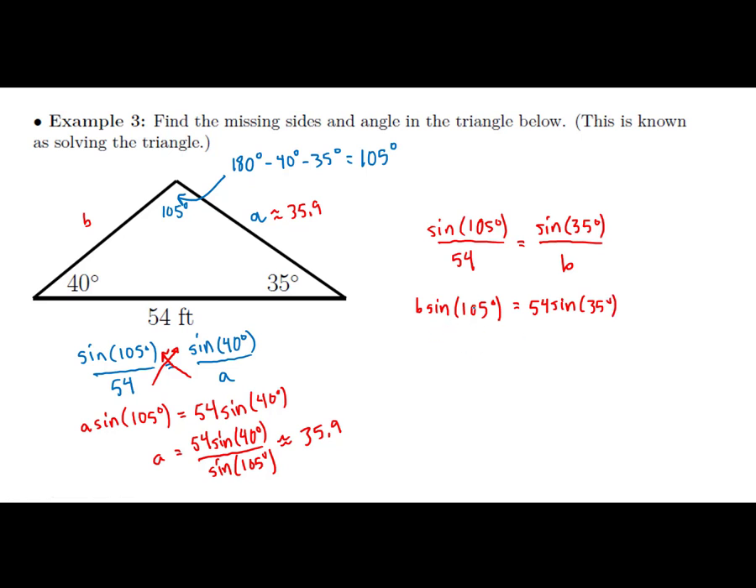And again, this sine of 105 degrees is just a number, so I didn't really show it very carefully in the last one, but all I'm doing is dividing both sides by that. So those cancel out. And so I get that B is approximately equal to 32.1. So now I know every side of this triangle, I know every angle, so I have effectively solved the triangle.